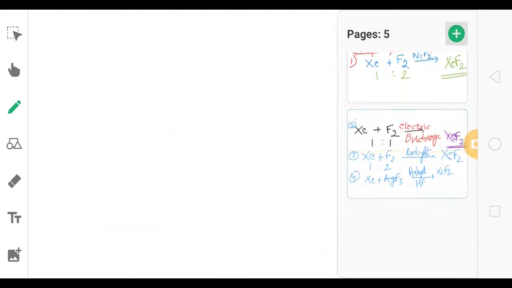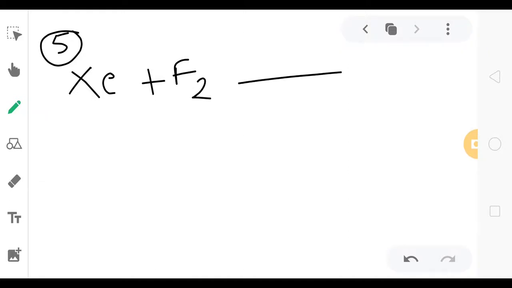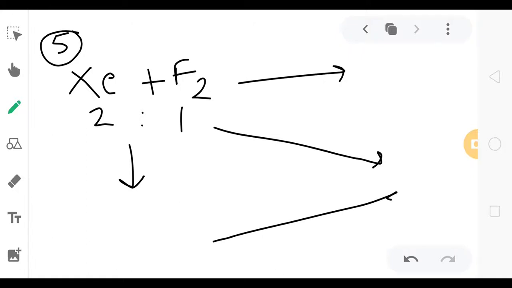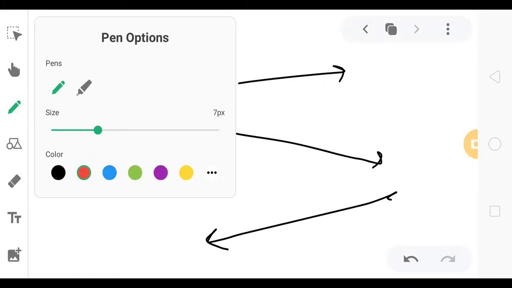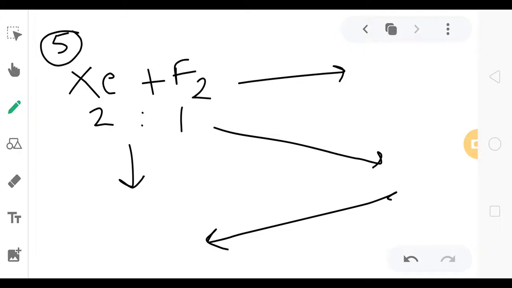Now moving ahead, one good reaction, and I think it has been asked in many entrance examinations. Now here you are having xenon and fluorine. Now you are going to just change the ratio. Merely changing the ratio, you will be getting different products. Now see how. So if you are having 2:1 and put the reaction condition at 400 degrees centigrade, and in the presence of light, you will be getting the same compound.